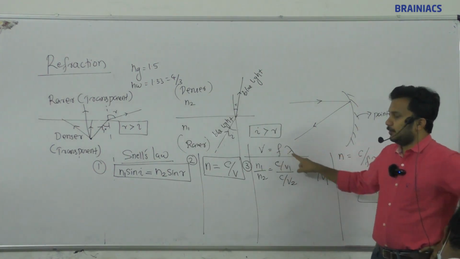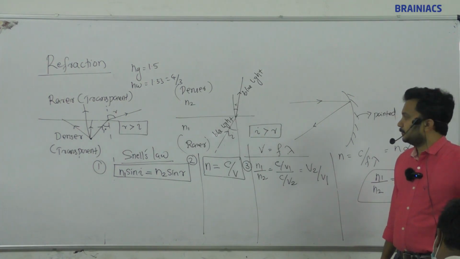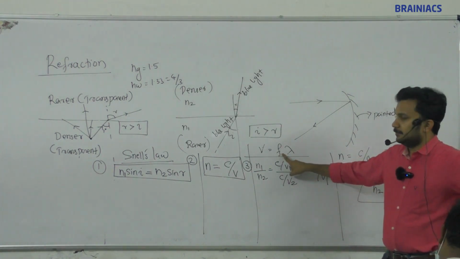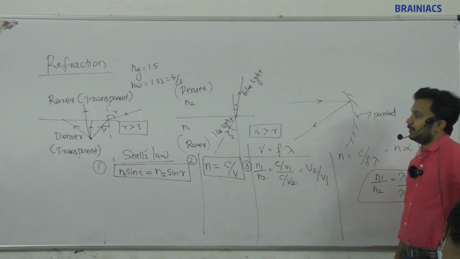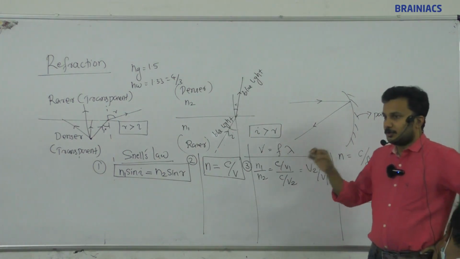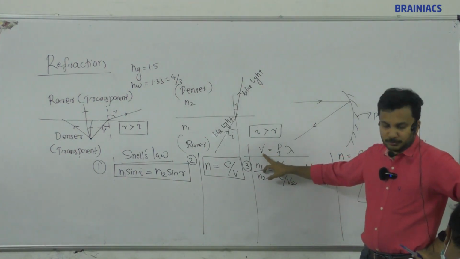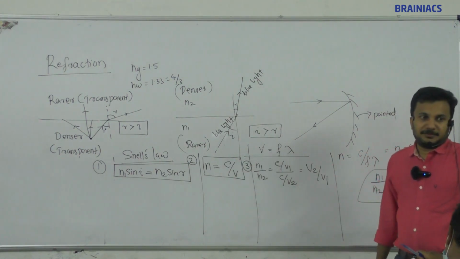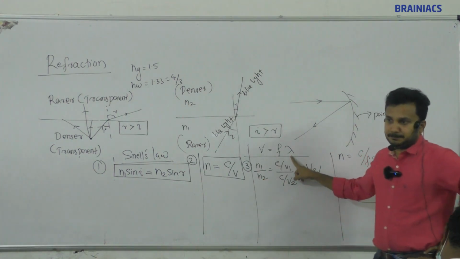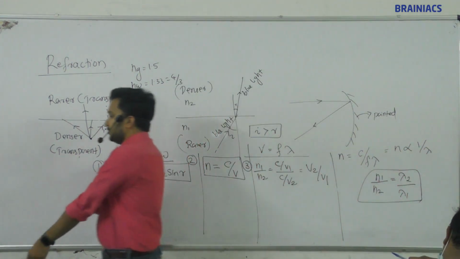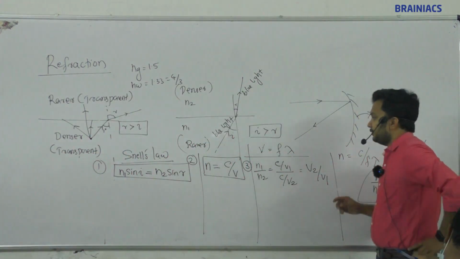Then write v is equal to f lambda. Next point, v is equal to f lambda. f is constant for a particular color of light. So v is changing due to the changes of lambda.